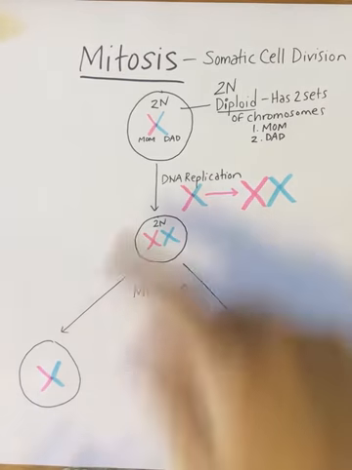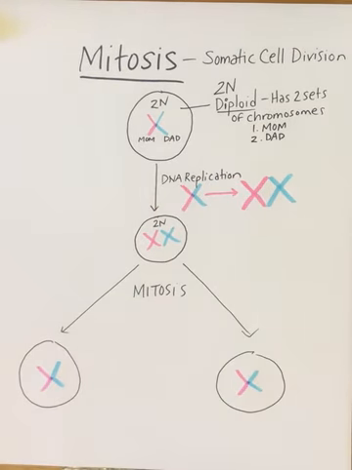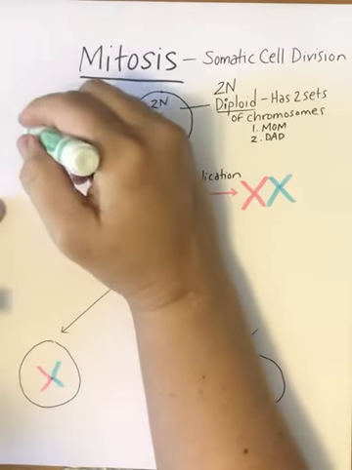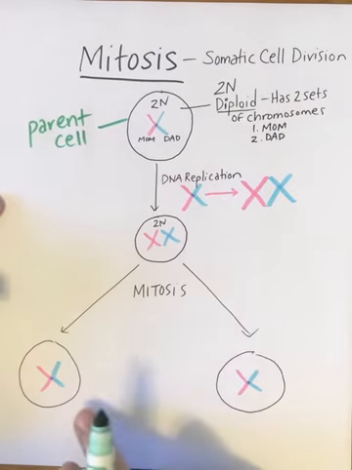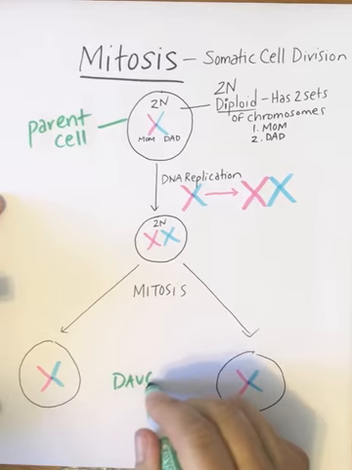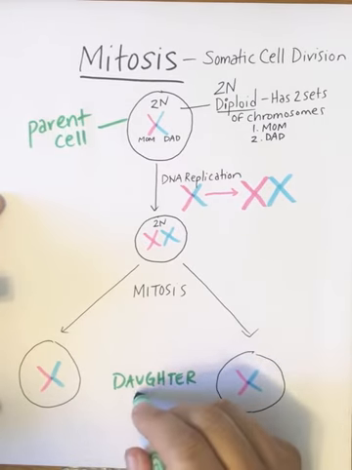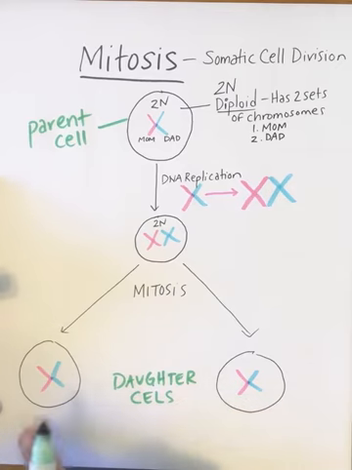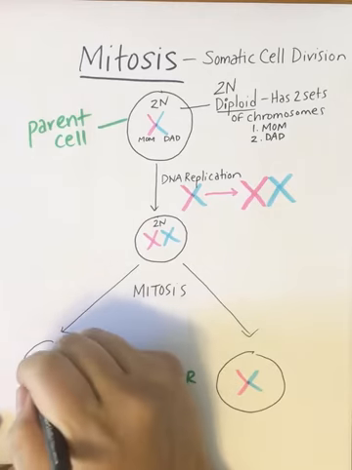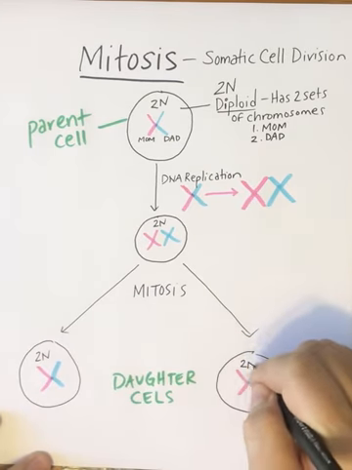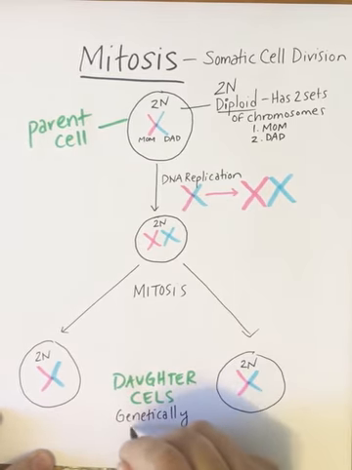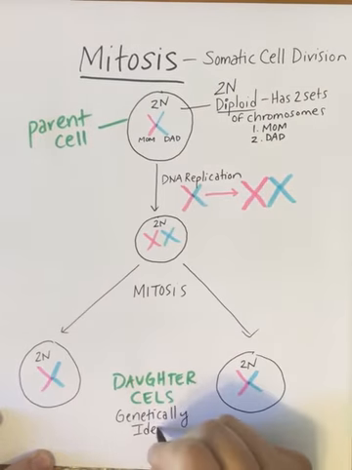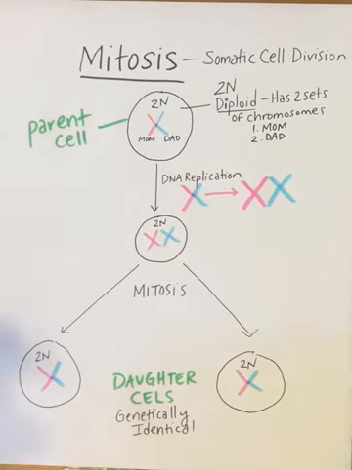When we look at this cell right here, we literally can say this is the parent cell. The parent cell is going to be diploid. These are the daughter cells. Your daughter cells are the two new cells that you produce, and they have a set of chromosomes from mom and dad, so they're also considered to be diploid, 2N. They are genetically identical to the parent cell. So mitosis is pretty easy.